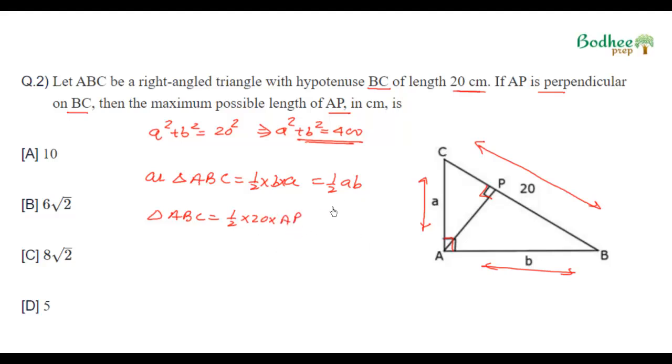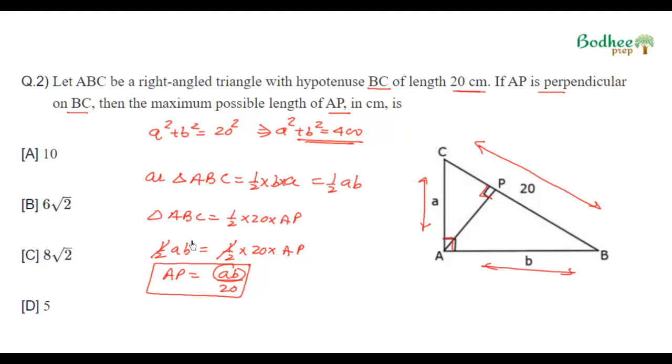Now both are equal. So if I compare them, then we can say that half of AB will be equal to half of 20 into AP. So this will get cancelled out. Clearly the value of AP is equal to AB over 20. Now clearly the length of AP depends on the product AB. So if this product is maximum, then we can say that the length AP would be maximum.